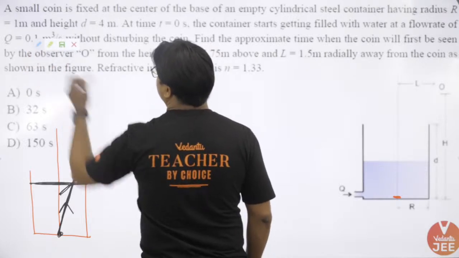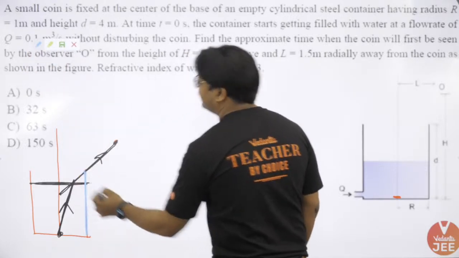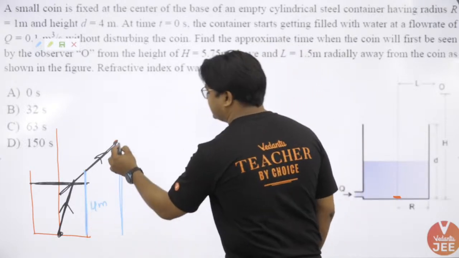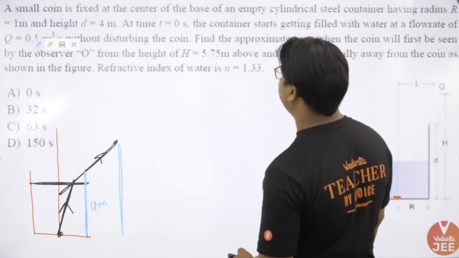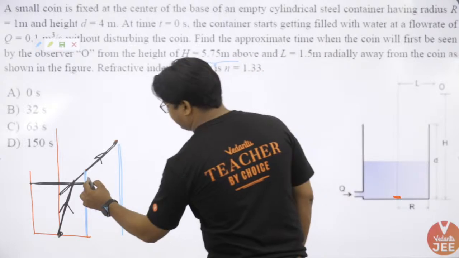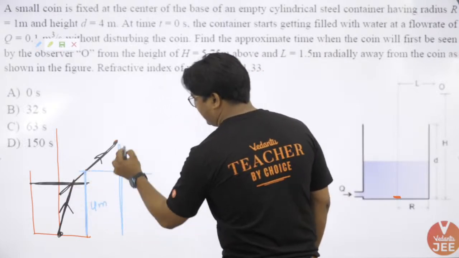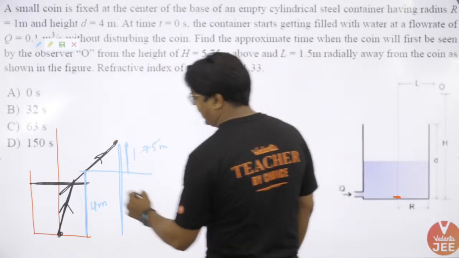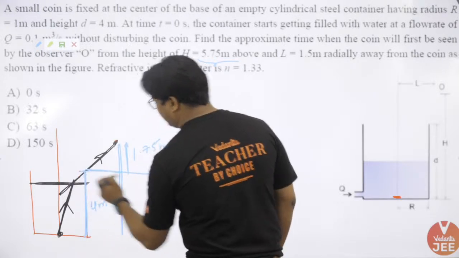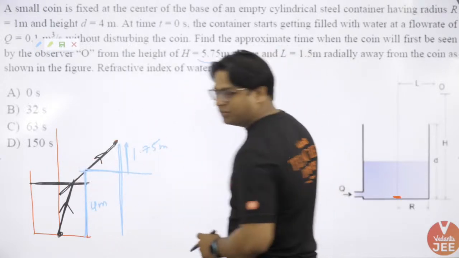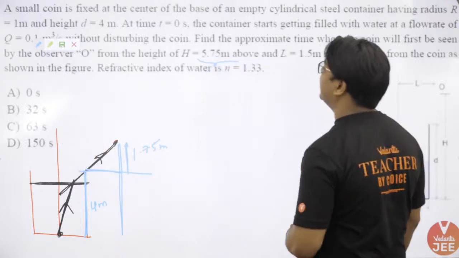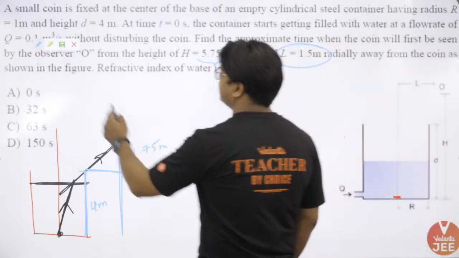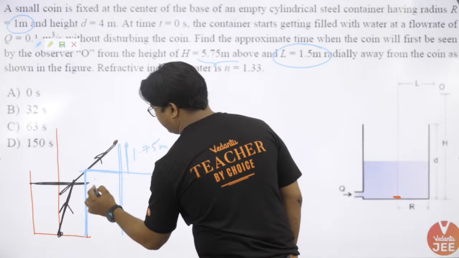So the data is given to us. We have been told that this height is 4 meter. This height is 5.75, I think. Yes, this is 5.75. So we are aware of this height also. So 5.75 minus 4 is 1.75 meter, and we are aware of this distance also. This is 0.5 because the radius is given to be 1 and this distance is given to be 1.5, so this distance would be 0.5.